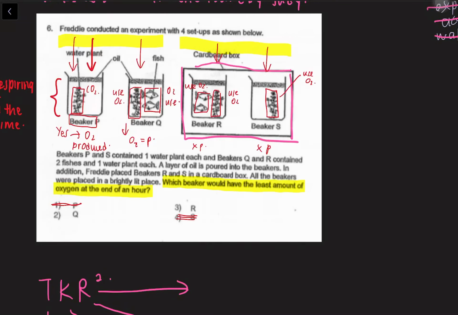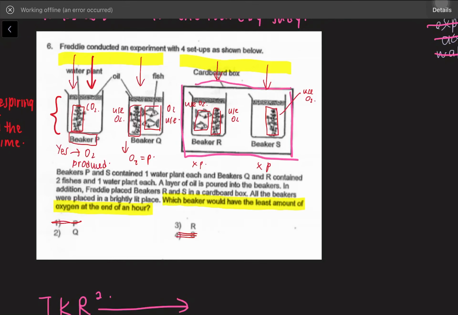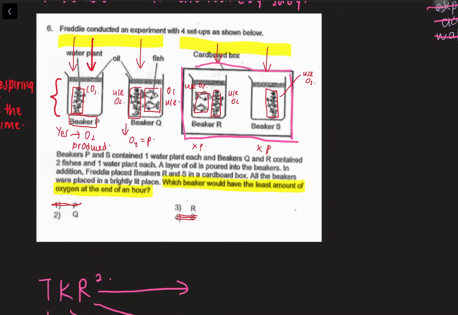So we compare beaker Q and R now. When you compare beaker Q and R, beaker Q is producing a bit of oxygen because the plant can photosynthesize. Therefore, we know that it is being refueled, right? The O2. But in beaker R, it is using but not producing the O2, not replenishing the O2 that it's using. Therefore, this one would be using a lot, but it will not be refueling. Therefore, we know that the answer is R. So the answer is 3. And you'll get 2 marks here.